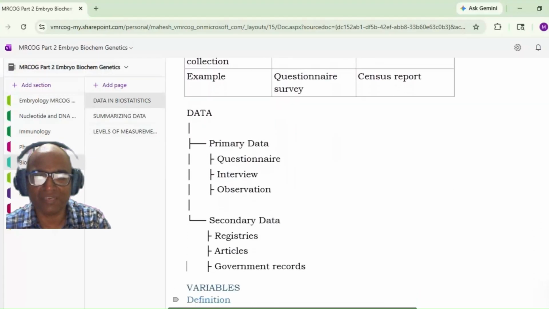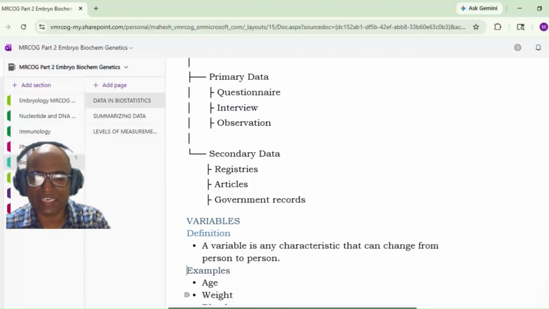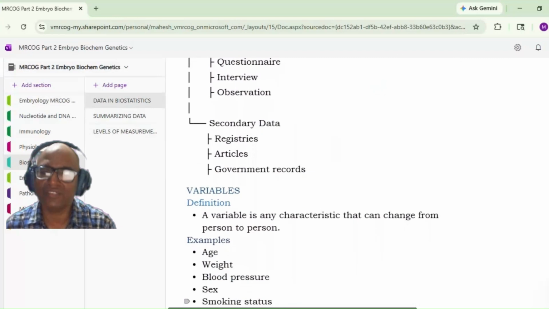So this is what we have seen up till now: primary data, secondary data. Examples of primary data are questionnaires, interviews, observations, where the researcher is directly collecting the data. Secondary data examples are registries, articles, government records, etc. So the data is collected from different sources, and the primary purpose of the data collection was different. However, it is used for research purposes.